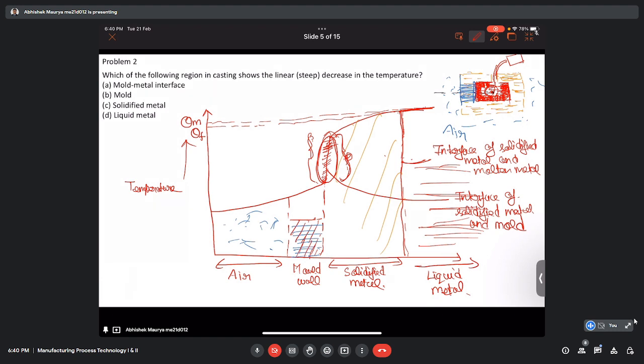So if we see the problem, what has been asked: which of the following regions in casting shows a linear or steep decrease in temperature? This is the overall temperature profile of the casting process. If we see the sudden drop that is happening here at the interface of solidified metal and mold, the correct answer for this problem is this one. So still, if any of you have doubt, please ask me, or we shall move to the next problem.